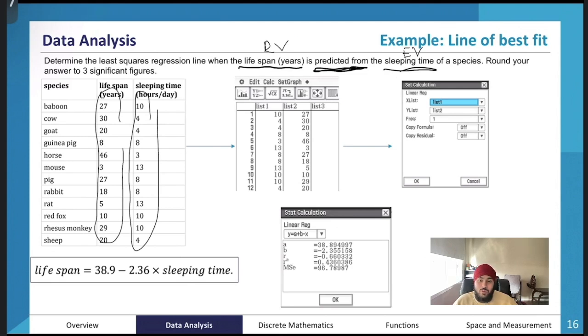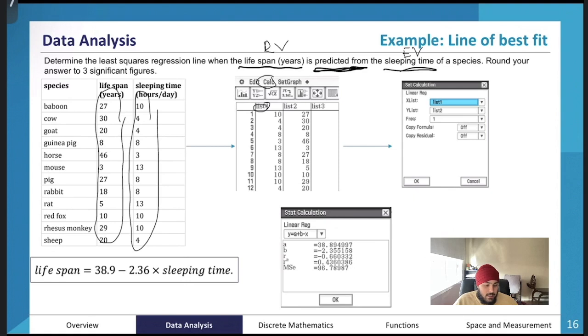Now, if you don't want to mess it up and you want to be super duper confident, label the list. So literally write lifespan and sleeping time before you enter the data so you don't get confused. So then what you do is you go into calc. Actually, let me just get my calculator up so I'm not confusing you guys. Yep, so you go calc and then you should see regression. So calc, regression, and then linear reg because we're doing a linear regression.